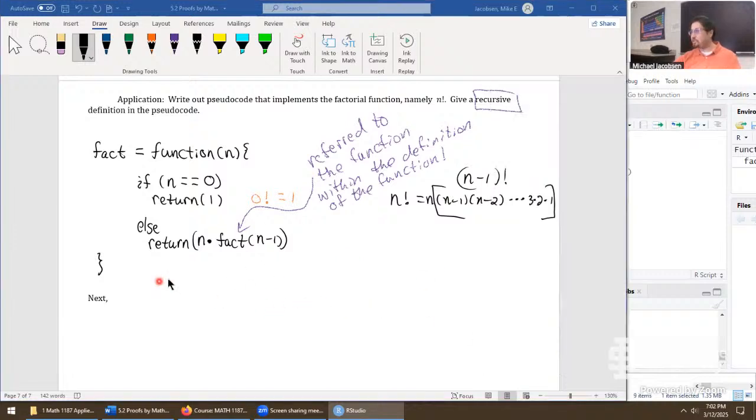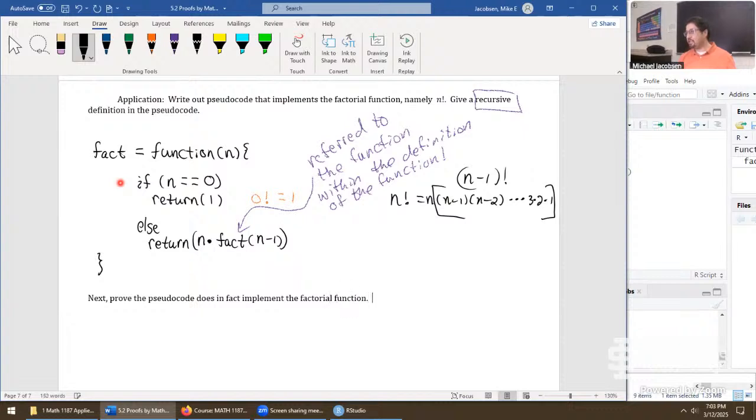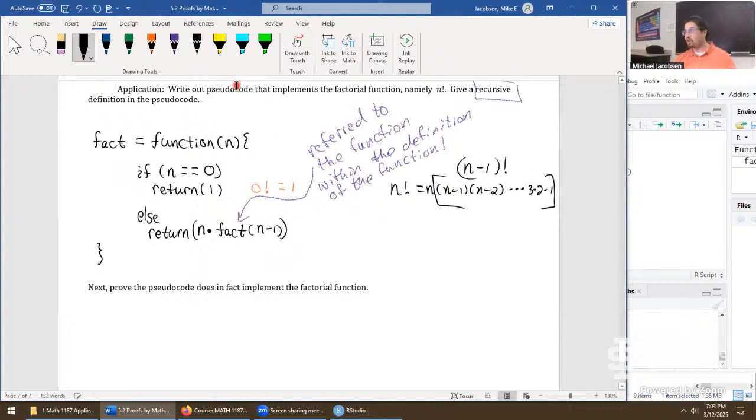So just knowing it works on a few test values still isn't sufficient, depending on how high stakes this is, of course. Not super high stakes for a factorial function, but imagine a context where things really are a pretty big deal if it goes wrong. We'll say next, prove the pseudocode does in fact implement the factorial function. We're going to prove this with mathematical induction. So that's our connection to this, calling it an application. Any questions so far, folks, before we give it a try?